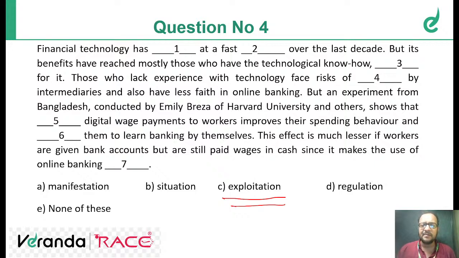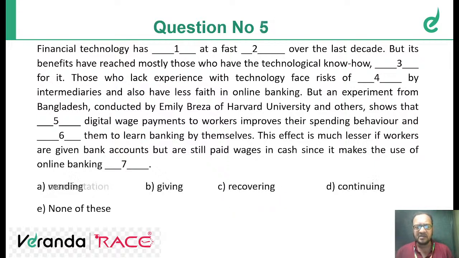But an experiment from Bangladesh conducted by Emily Breza of Harvard University and others shows that dash digital wage payments to workers improves their spending behavior. Okay, so something improves the spending behavior. So what should it be? That dash, it should be an adjective. You understand this? This is the part of speech method, which I always discuss with students. So let us see the option number 5.